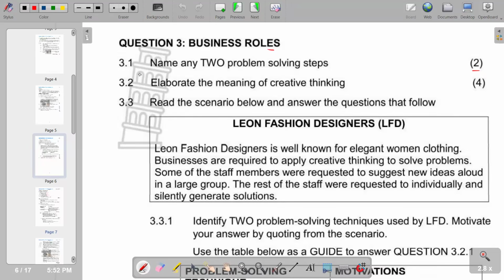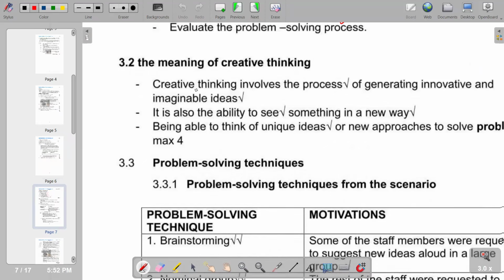Our question 3.1 only requires 2 steps with 2 marks. So you go to 3.2, it reads: elaborate on the meaning of creative thinking. You'd see that creative thinking involves the process of generating innovative and imaginable ideas. Alternatively, you can explain that it is also the ability to see something in a new way, being able to think of unique ideas or new approaches.